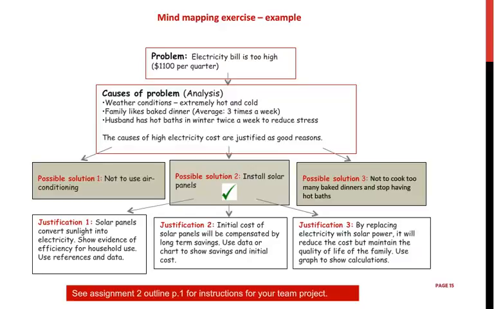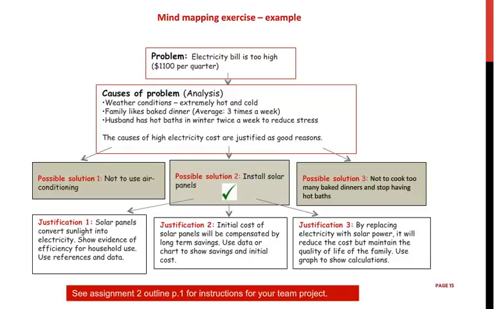Now we have arrows branching off to show the possible solutions that come about after analyzing our problem. Our possible solution 1 is not to use air conditioning. Our possible solution 2 is to install solar panels. And possible solution 3 is not to cook many baked dinners and stop having hot baths. Now we have drawn arrows of possible solution 2 to show that this is the most plausible solution.